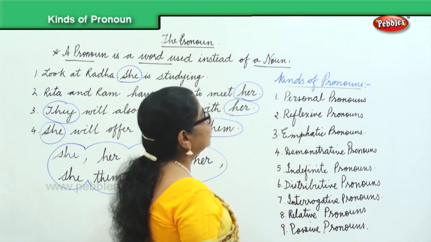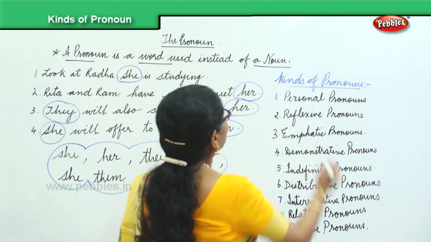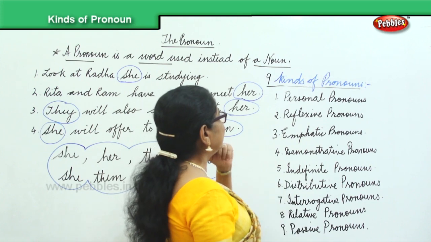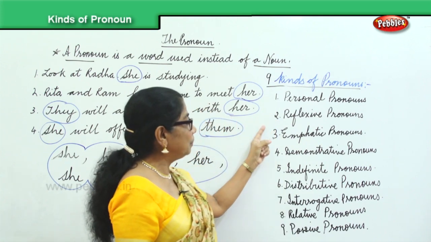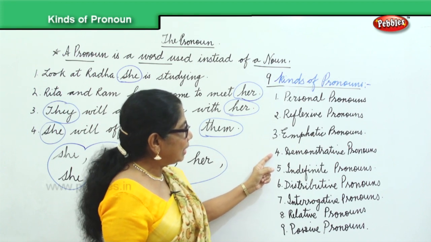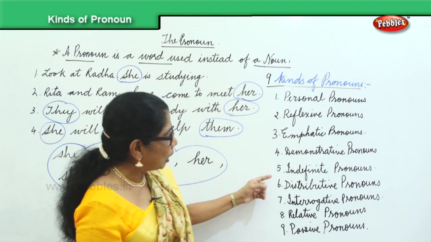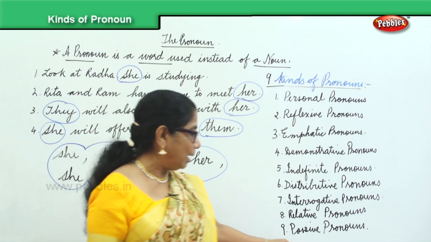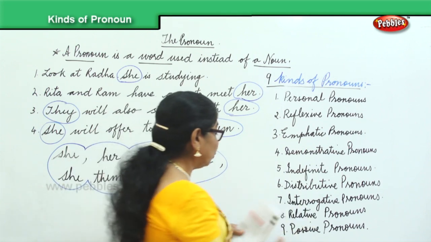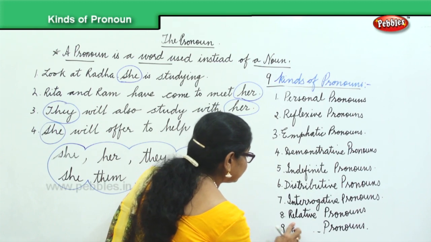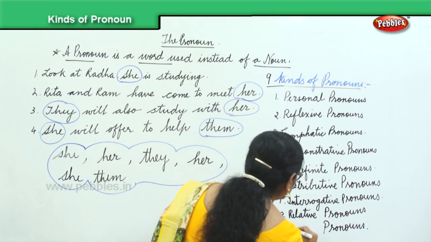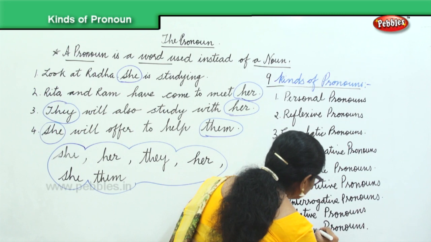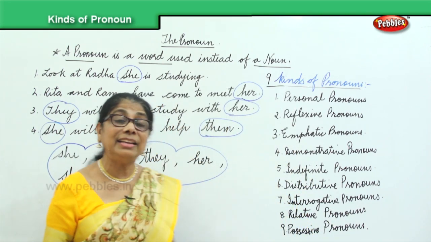Pronouns are altogether of 9 kinds. First, personal pronoun, reflexive pronoun, emphatic pronoun, demonstrative pronoun, indefinite pronoun, distributive pronoun, interrogative pronoun, relative pronoun, and possessive pronoun. So 9 kinds of pronoun.